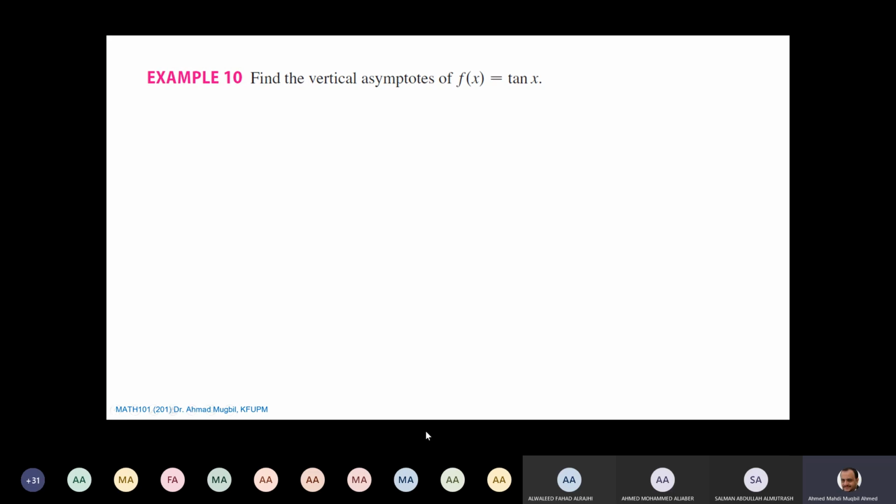Example 10, the vertical asymptote of the function tan x. You can do it in 2 methods. Do you know how to sketch the graph of tan x? It will be much easier for you. Very easy. You remember how the graph of this function looks. If you don't remember, remember that tan x is sine over cosine. And the vertical asymptotes will be the zeros of cosine.